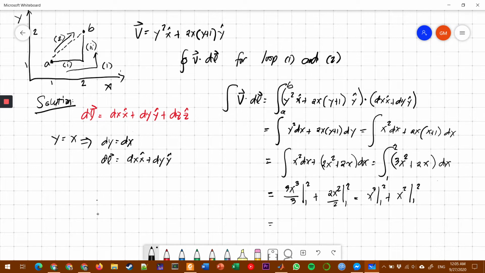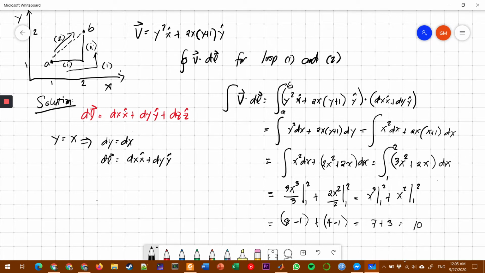So this becomes 2 cubed, so you have 8 minus 1 plus 4 minus 1. So this becomes 7 plus 3. So this is actually 10. Okay? So 10 imong value sa path 2.